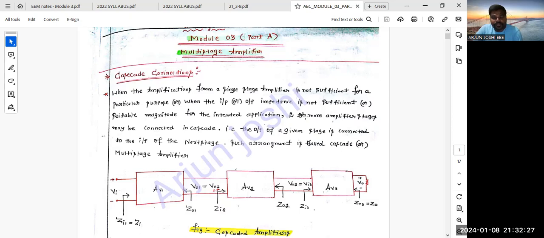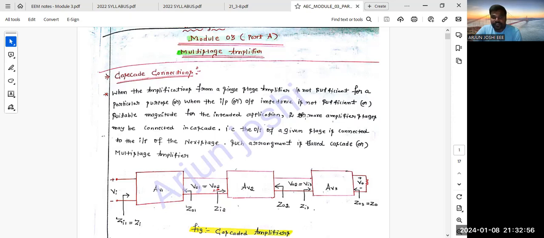Now, what do you mean by this cascade connection? Whenever, for example, we use two stages, and both stages are common emitter configuration, then it is called cascade connections. If one stage is common emitter and another stage is common base, then it is called cascode connections. Now concentrate on only cascade connections. What do you mean by cascade connections?